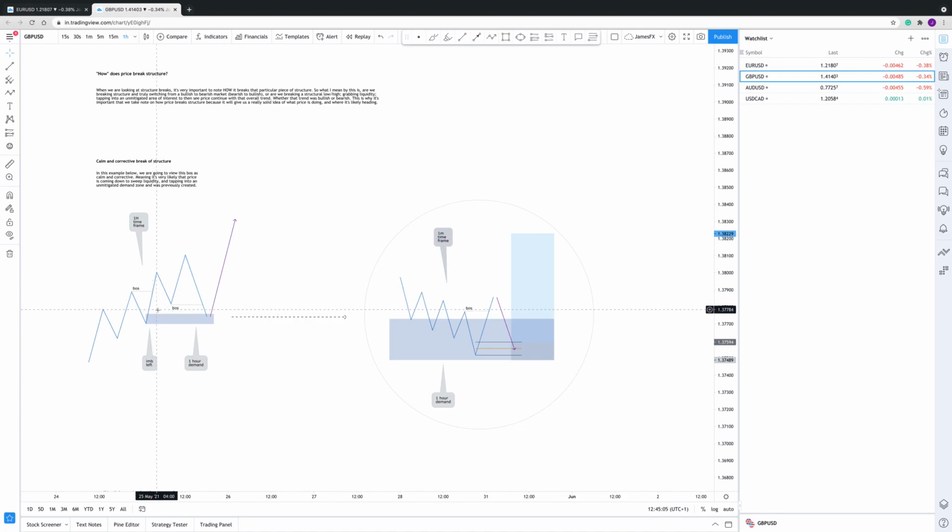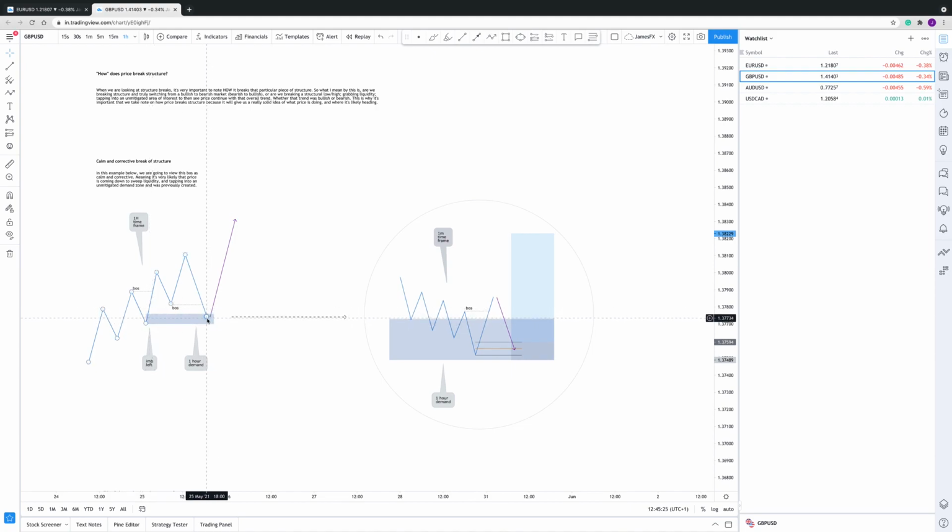So this could be a break of structure, taking liquidity, tapping into an unmitigated order block before continuing with the overall bias, which is bullish. So this would be our hourly demand, where price tapped in.